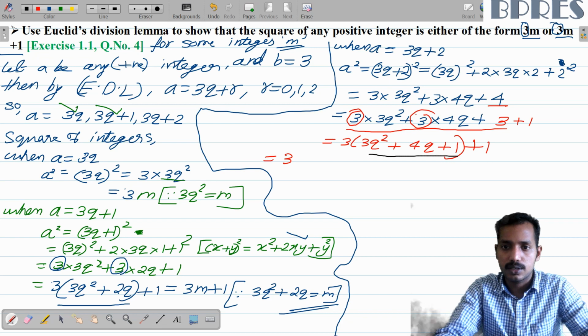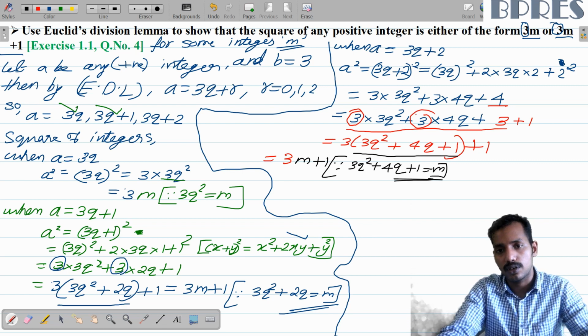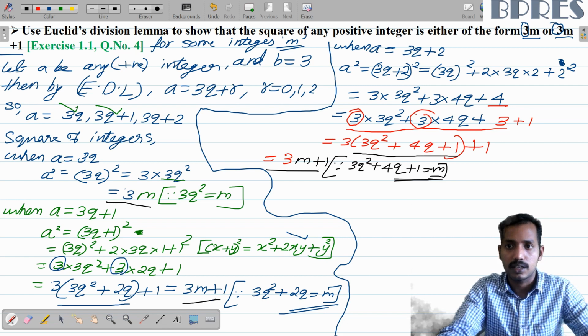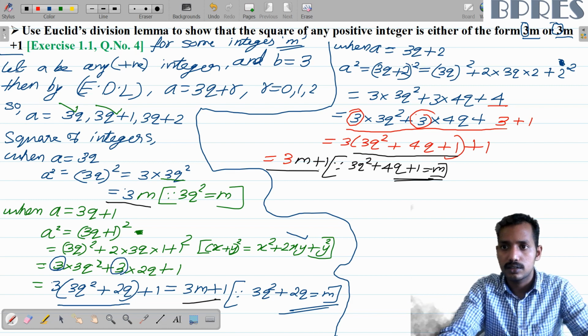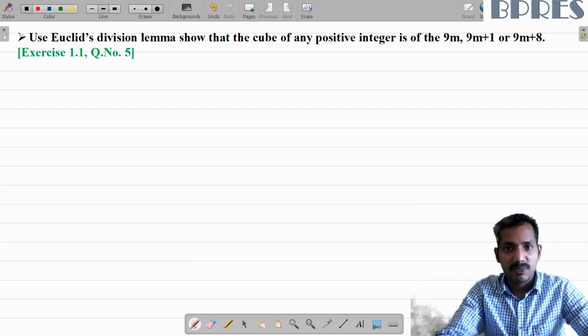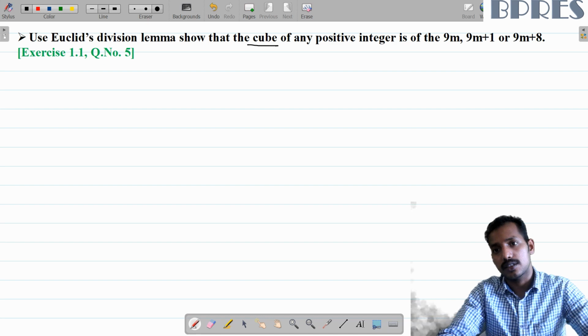For this entire term we substitute m, so we will get 3m plus 1, since 3q square plus 4q plus 1 is equal to m. That is what we conclude. So now we represented any positive integer in the form 3m plus 1, and here also we represented the form 3m plus 1, here it is 3m. That was the question, 3m or 3m plus 1. The next question says: show that the cube of any positive integer is either of the form 9m, 9m plus 1 or 9m plus 8.